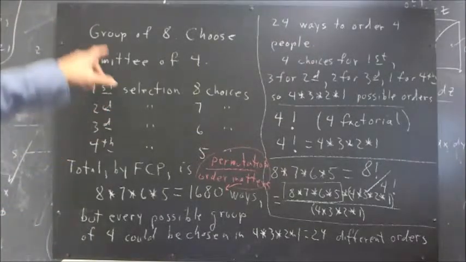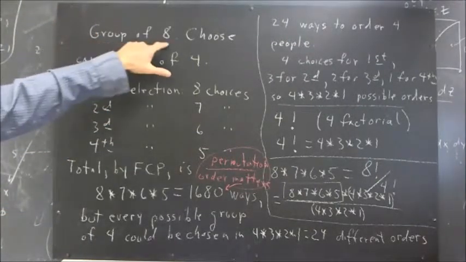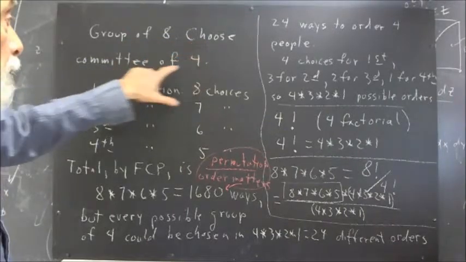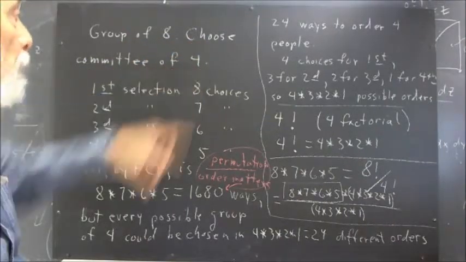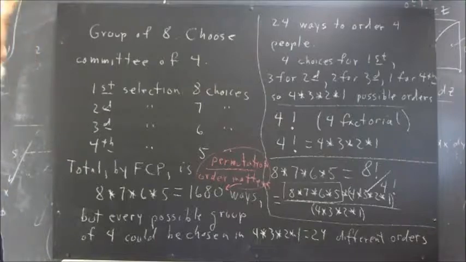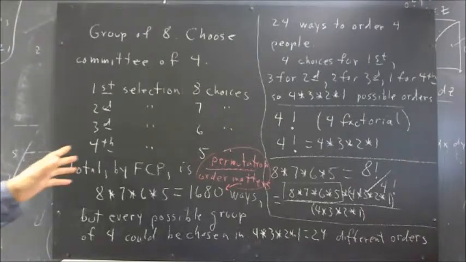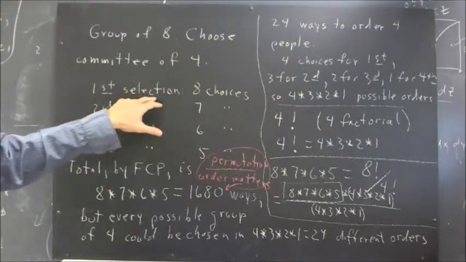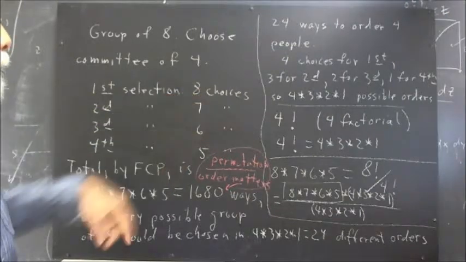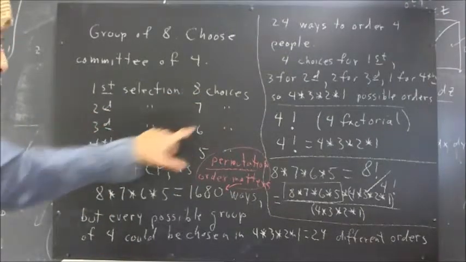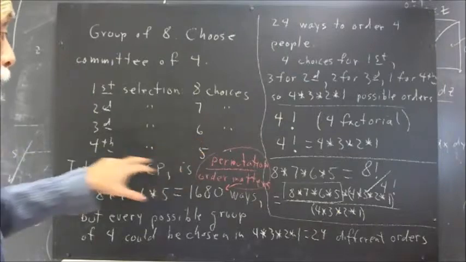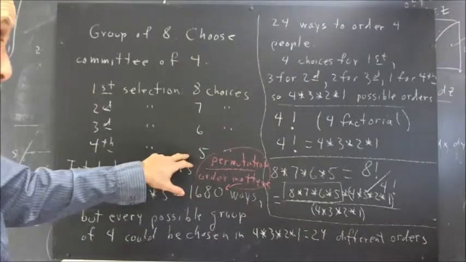Question 5 was you have a group of 8 people and you're going to choose a committee of 4. We ask how many possibilities are there for the first person selected? Well, there are 8 choices. For the second person, there are 7. For the third, there are 6. And for the fourth, there are 5 remaining.